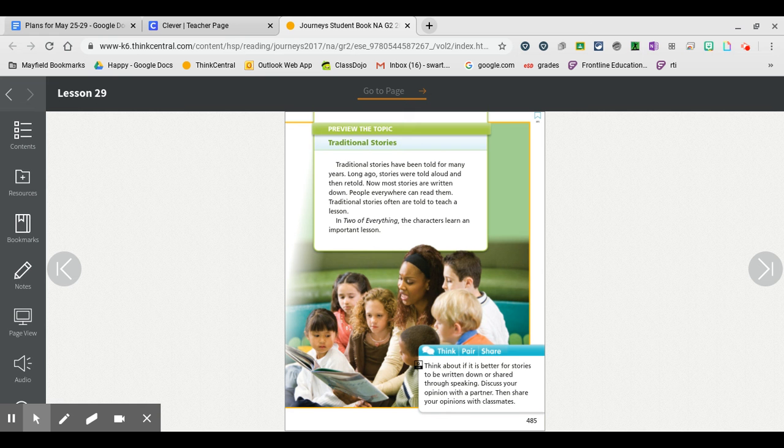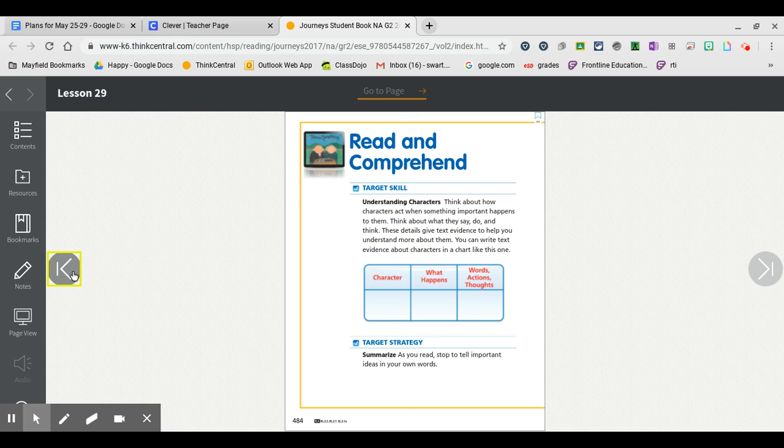Traditional stories often are told to teach a lesson. In our story this week, Two of Everything, the characters learn an important lesson. This week, as we read, we are going to take a look at understanding our characters.